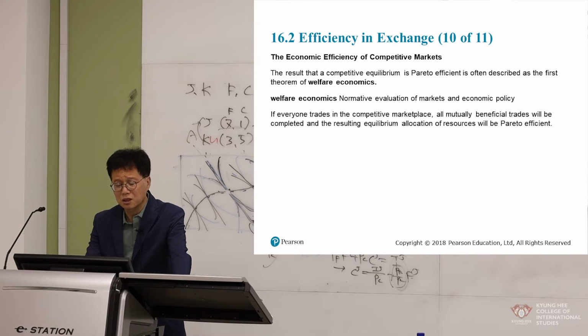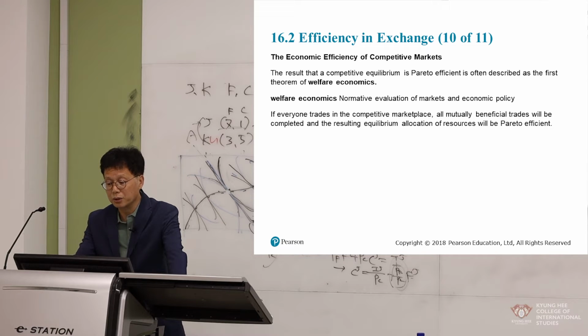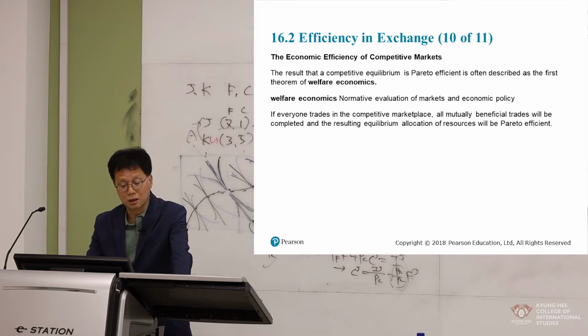Normative instead of positive evaluation of market and economic policy. That is, right? If everyone trades in the competitive marketplace, all mutually beneficial trade will be completed and the resulting equilibrium allocation of resources will be Pareto efficient. We can reach a Pareto efficient allocation automatically, led by price or market. Okay?